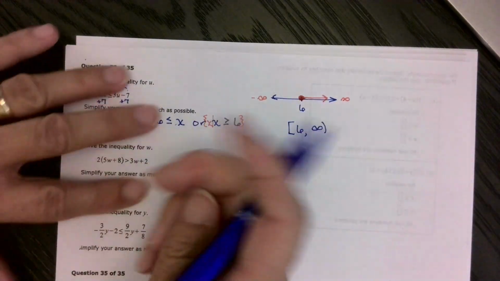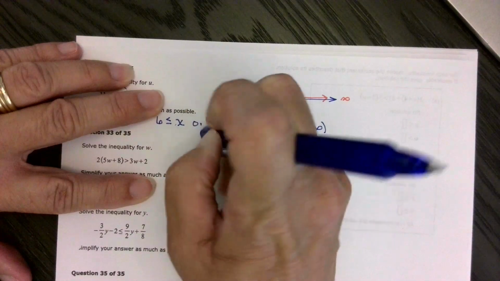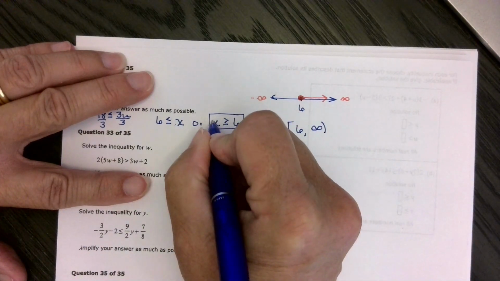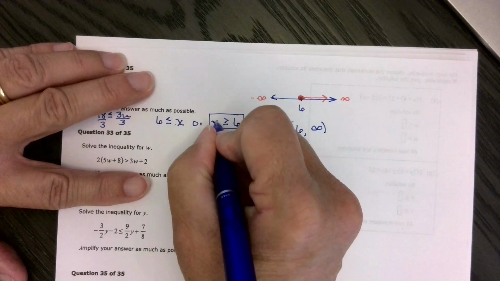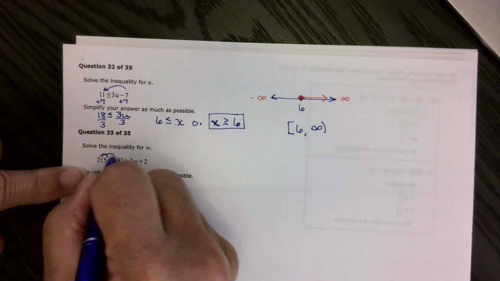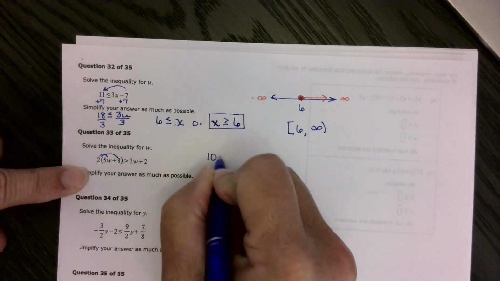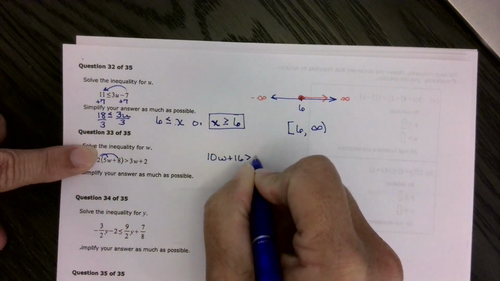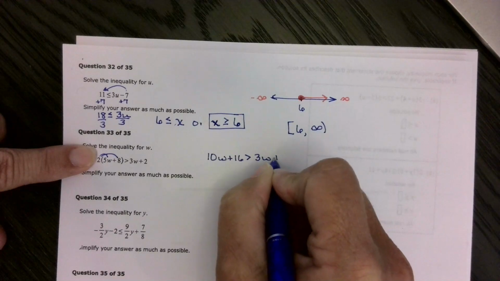Okay? But on this test, we don't tell you to do that. We're just going to do this. Okay? Right here, I'm going to distribute the 2. I get 10W plus 16 is greater than 3W plus 2.